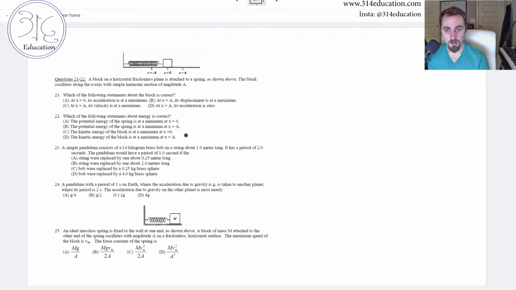We've got a block on a horizontal frictionless plane attached to a spring as shown above, and it oscillates between A and negative A.